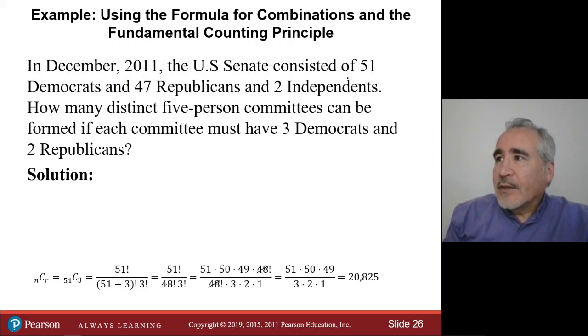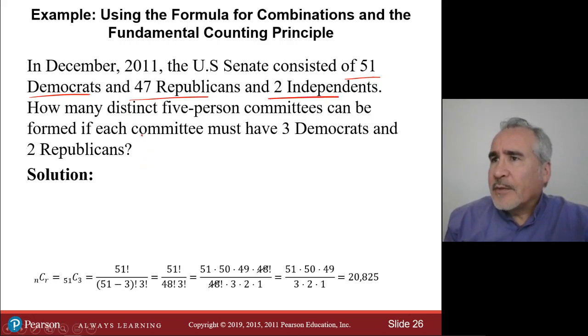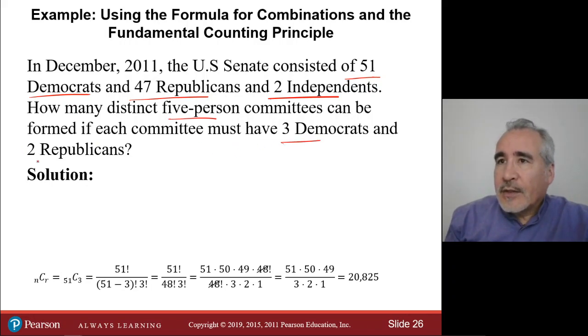We've got the U.S. Senate had 51 Democrats, 47 Republicans, and 2 independents. I think it's kind of close to that, but maybe reversed at this point. How many distinct 5-person committees can be formed if each committee, so 5 persons, has 3 Democrats and 2 Republicans?